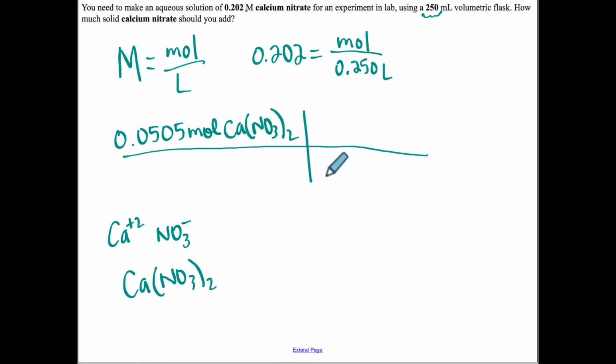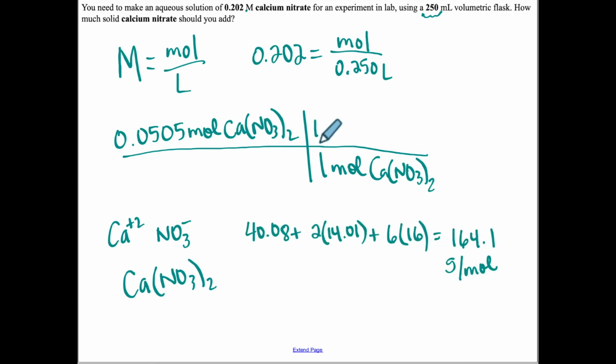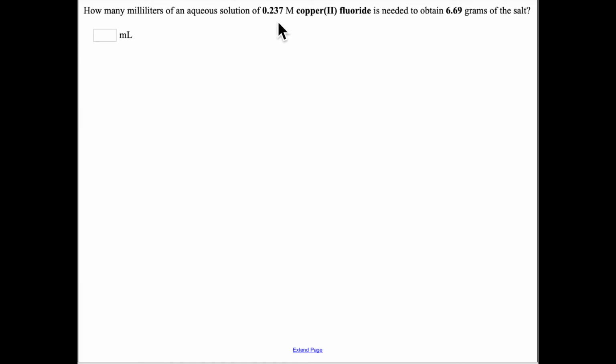Moles are here, so we put 1 mole down here, and up here we're going to put the molar mass of calcium nitrate. So up here we put 164.1 grams, and we get an answer of 20.8 grams. Okay, this problem is also giving us a molarity, so we're going to have to use our molarity equation. This time it's asking us to find the volume.